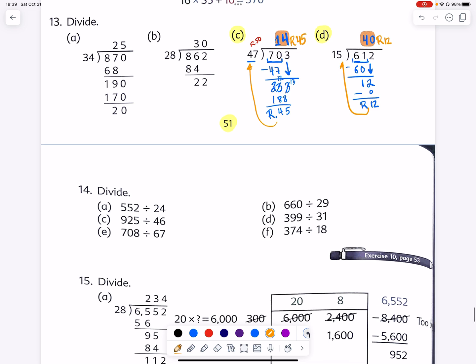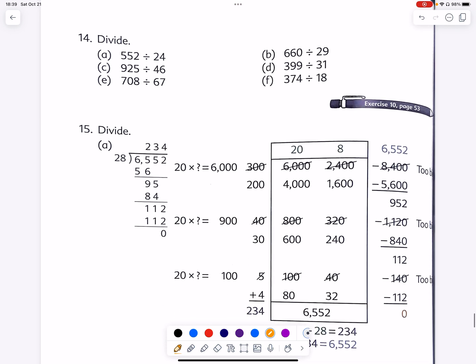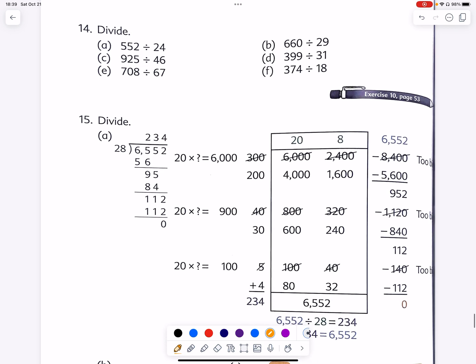I am rolling over to page 52. At the top of the page, we have number 14, where again they ask us to divide. Again, I'm only going to solve one box on the right, BDF. That's my favorite. Beautiful, beautiful box.